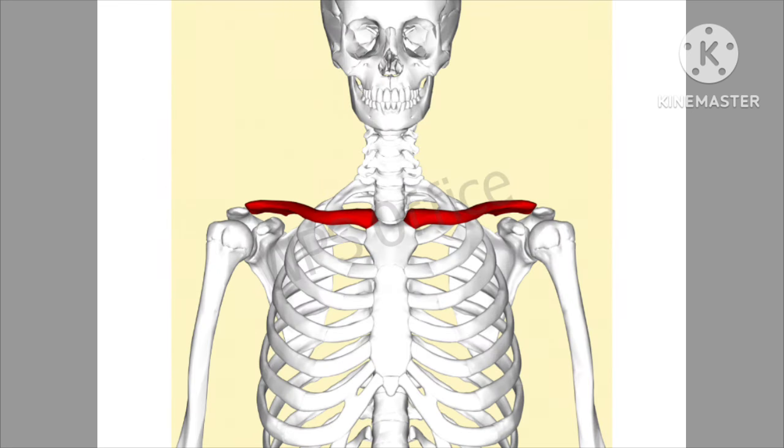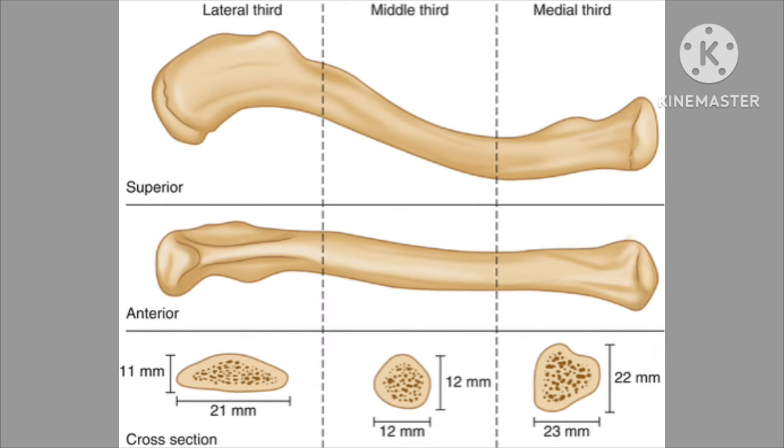So here you can see clearly the sternal end articulates with manubrium sterni to form the sternoclavicular joint medially. On the other hand, the acromial end of the clavicle articulates with the acromion process of the scapula to form the acromioclavicular joint laterally. So now let's move on to the shaft of the clavicle.